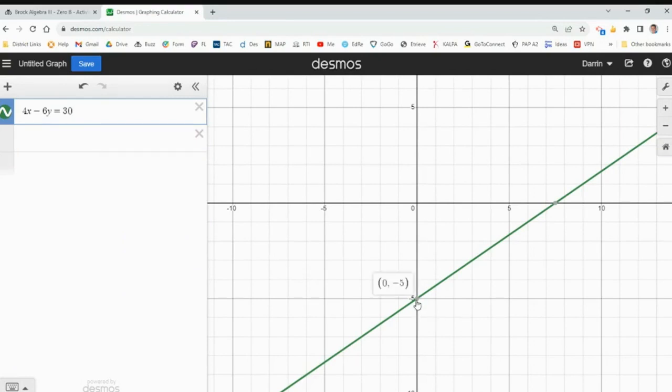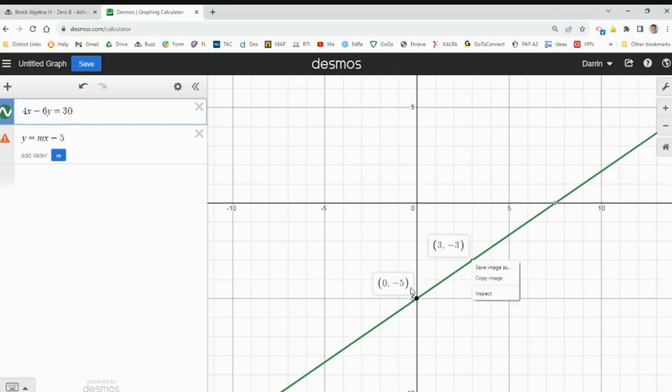So it crosses at -5. If we were writing it in y equals mx plus b form, we know our b, the y-intercept, is at -5, because it's the point (0, -5). So we can change the b to -5. And now what is our slope? Well, it goes through this point. Where else does it go through a point? Right here.